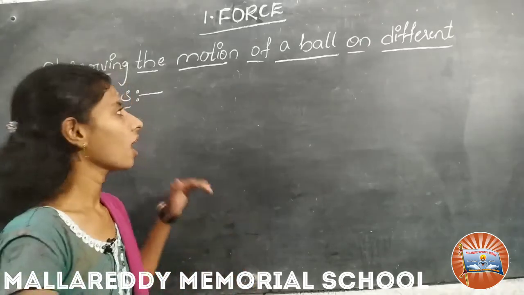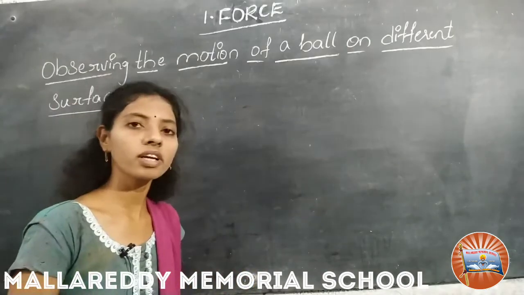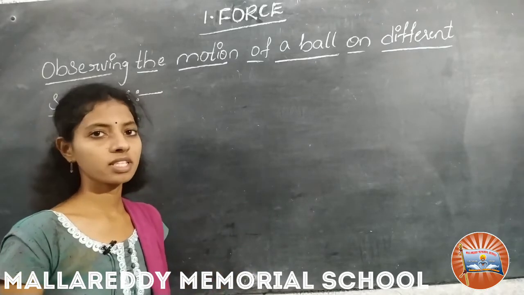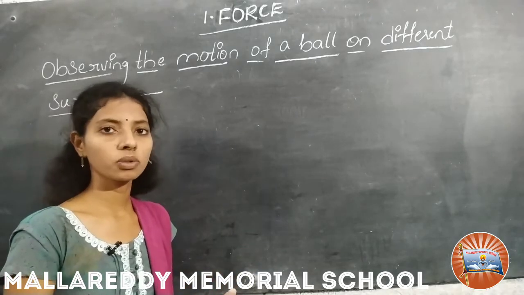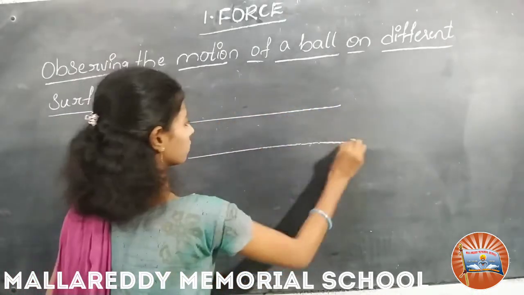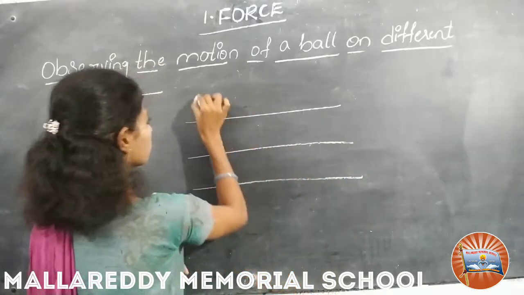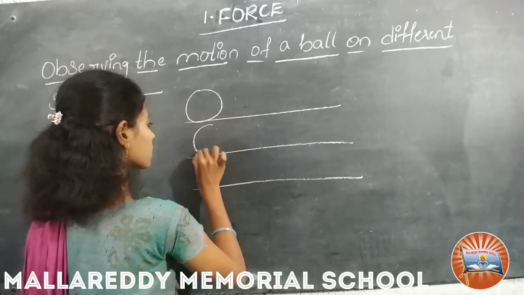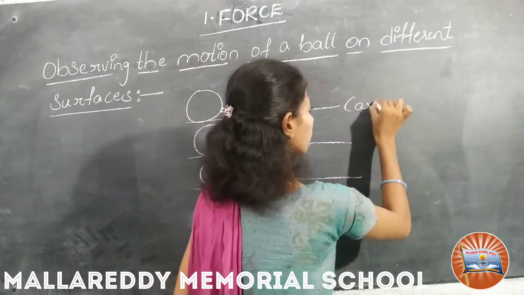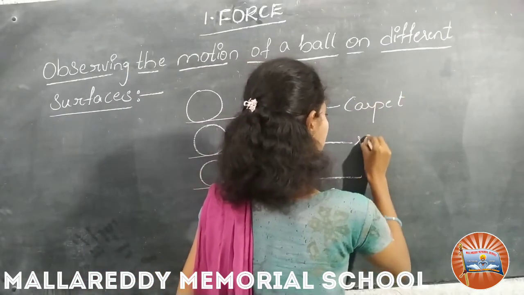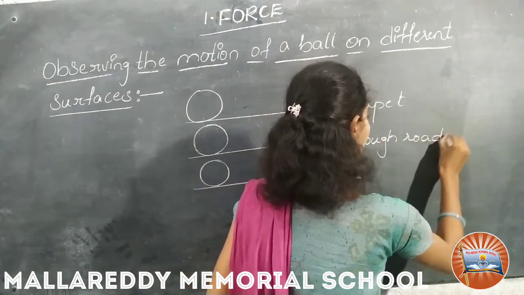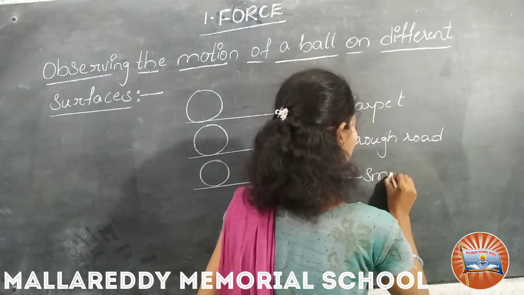See the next one, observing the motion of a ball on different surfaces. So try to roll a ball on different surfaces like carpet, rough road and smooth floor, etc. So see here, on three surfaces we have to roll a ball. So assume this as the carpet and this as the rough road and this is a smooth floor.